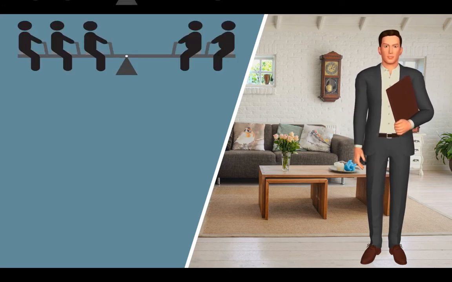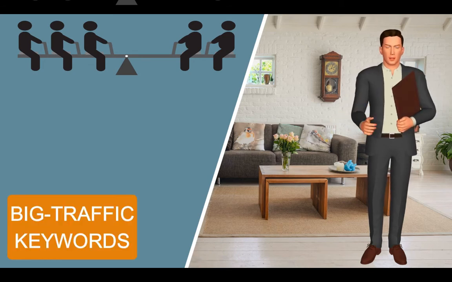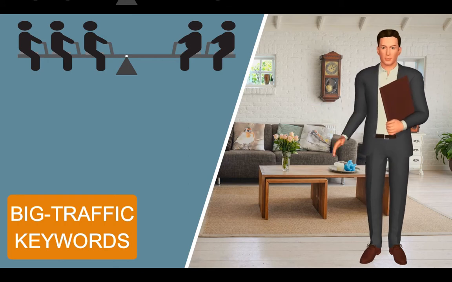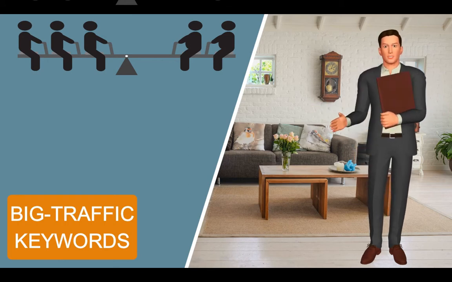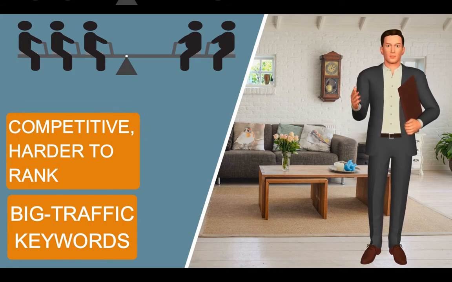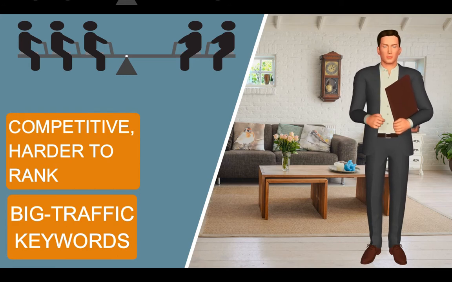Of course, if you're doing a yoga channel, you would love to rank for a keyword like yoga or a keyword like downward dog or some of the popular positions or breathing techniques. But those would be too competitive, right? You'd like that, but it's too competitive, it's too hard. So you'd have to go for easier keywords.